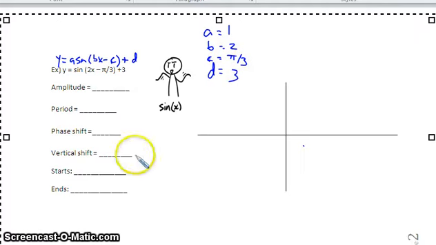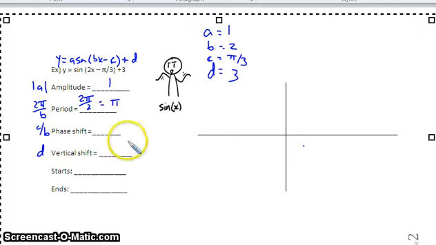So my formula is over here. I take the absolute value of a, I take 2 pi over b, I take c over b, I take d, and now I can find the amplitude of 1. Period would be 2 pi over 2, which is just pi. Phase shift would be pi over 3 divided by 2, which is pi over 6. And my vertical shift is 3.